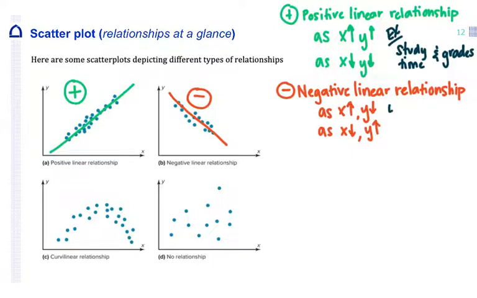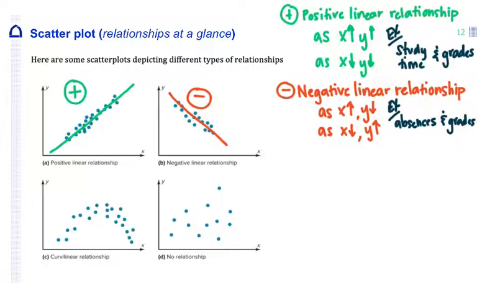A good example of this that we often use is absences and grades. Meaning, the more you're absent, as the absences x get big, then it's likely that your grade will be lower. It will go down. Or the less you're absent, it's likely that your grade will go up. It will be higher. So in negative linear relationships, x and y are moving in opposite directions.